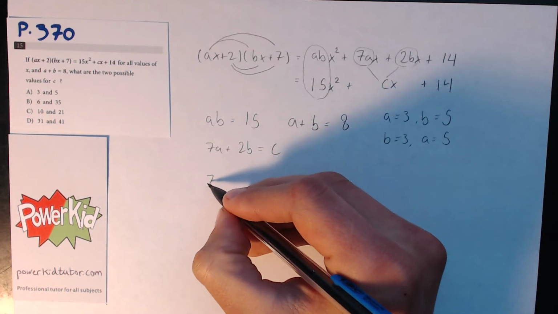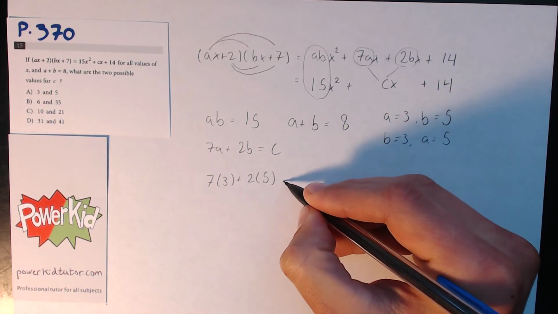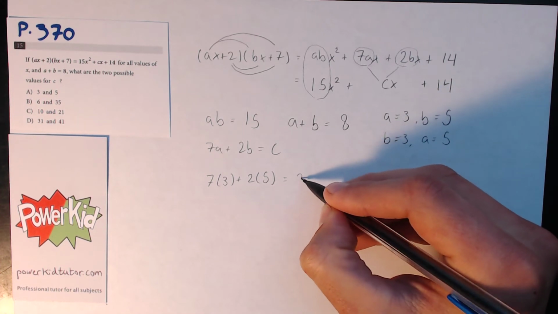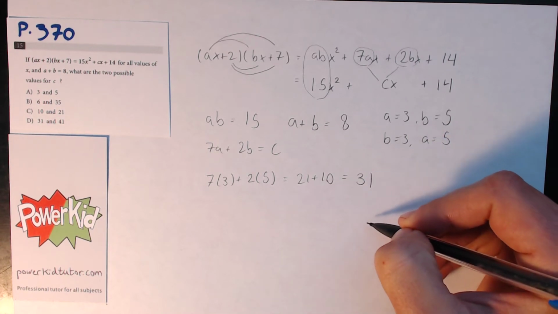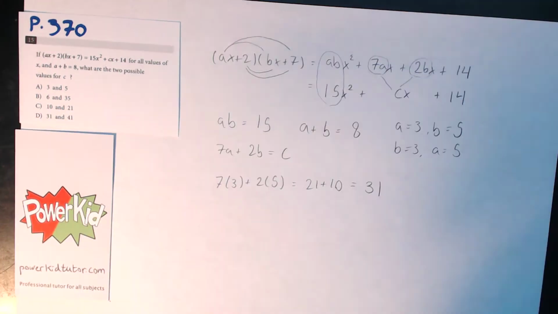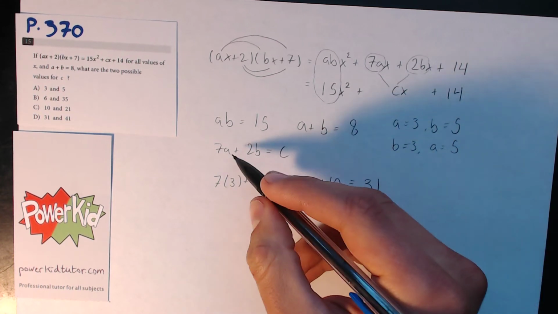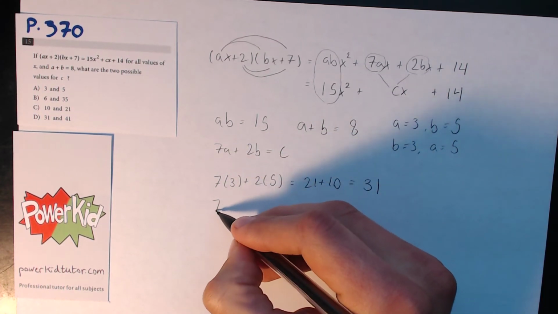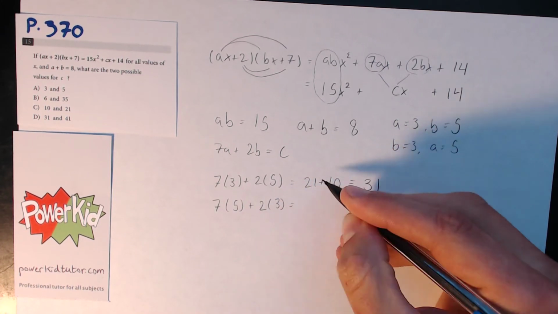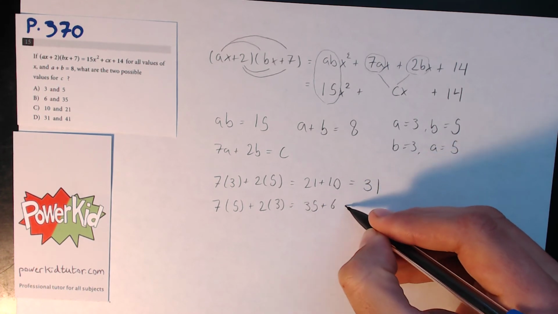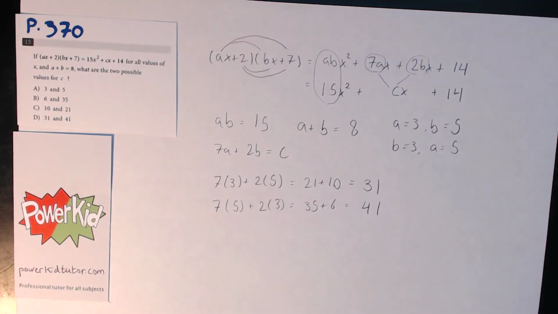So if we do 7 times 3 plus 2 times 5, one candidate answer for c could be 21 + 10 = 31. Right off the bat, we know that that would have to be D, just because it's the only one that's got a 31 in it. But just to be sure, let's try it out again. So now let's imagine that a is the one that's 5 and b is 3. So 7 times 5 plus 2 times 3 equals 35 + 6, and that equals 41, which are the two possible answers for c, and those are captured in letter D.